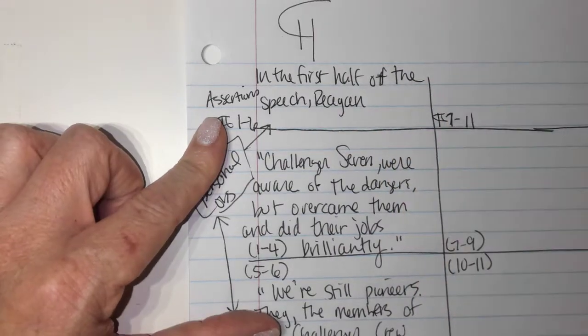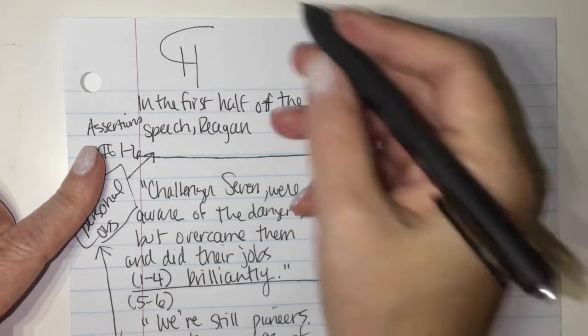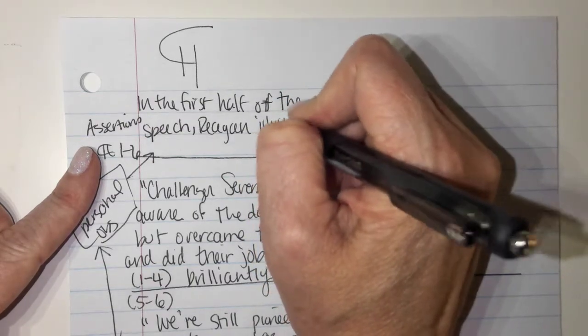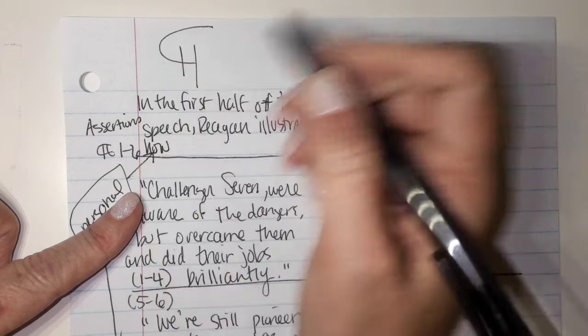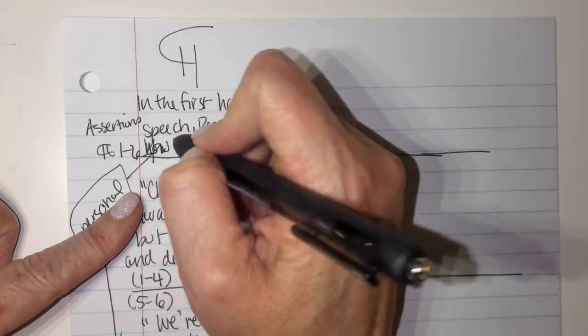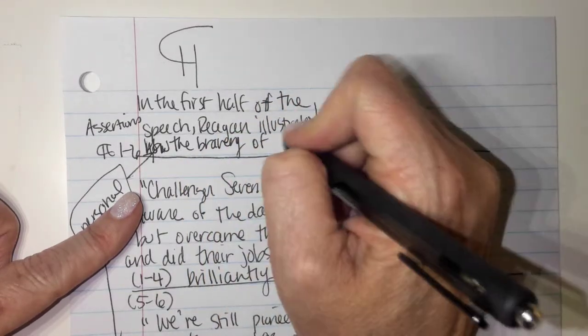Reagan, I don't like the word argues. There's another marker verb that we can use that's on your list maybe somewhere. Let's say illustrates. There you go, the bravery of the Challenger crew.